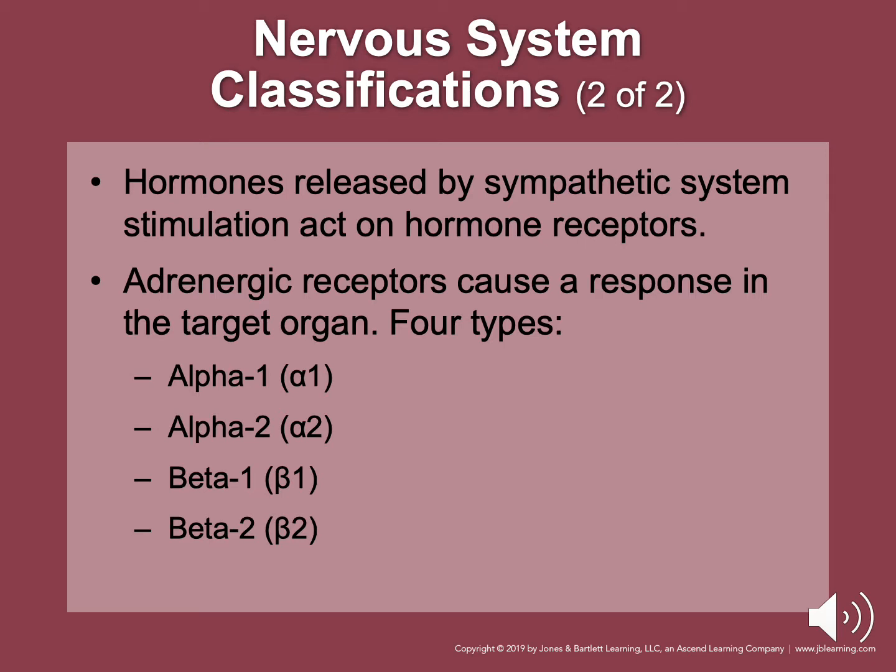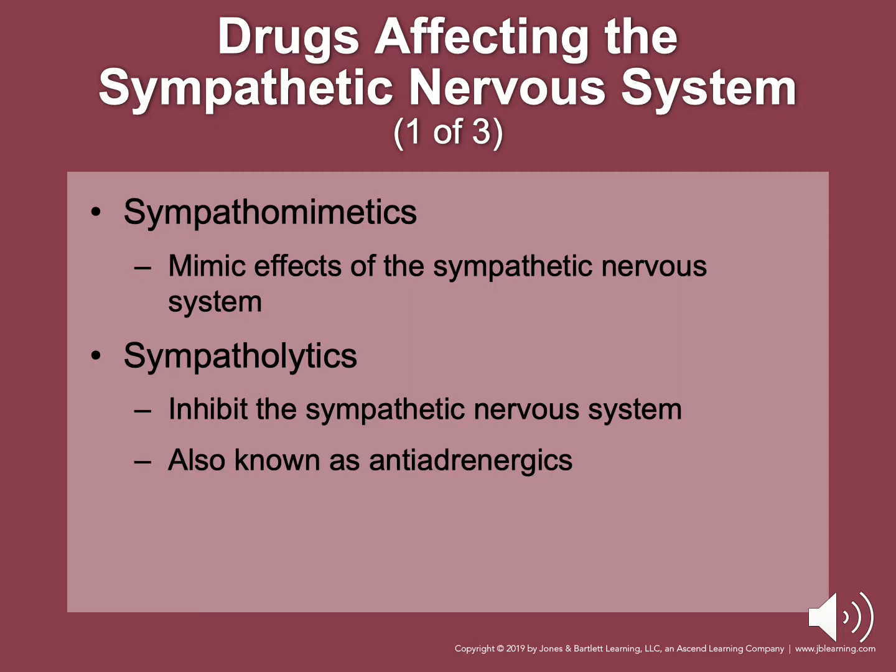Sympathomimetics mimic the effect of the sympathetic nervous system, so they produce hormones. Sympatholytics inhibit the sympathetic nervous system. They're also known as anti-adrenergics. Antagonists counteract the action of something else. Agonists bind to the receptor and cause a response.